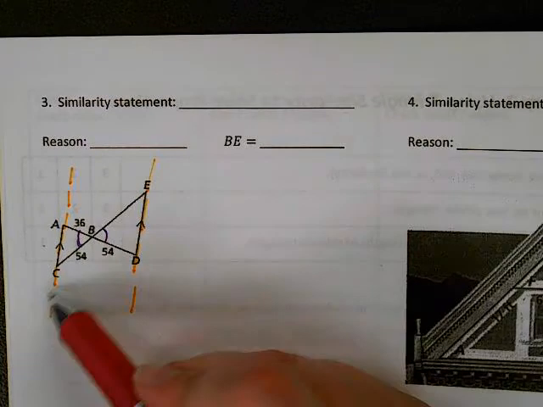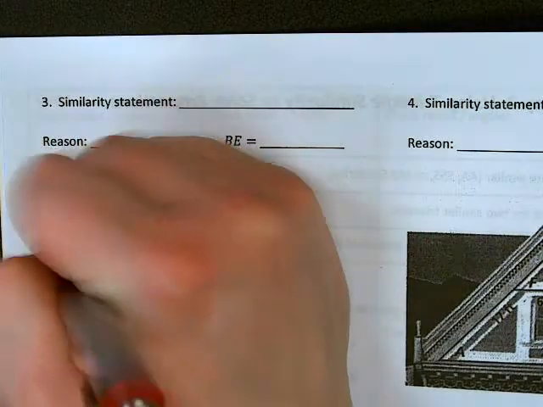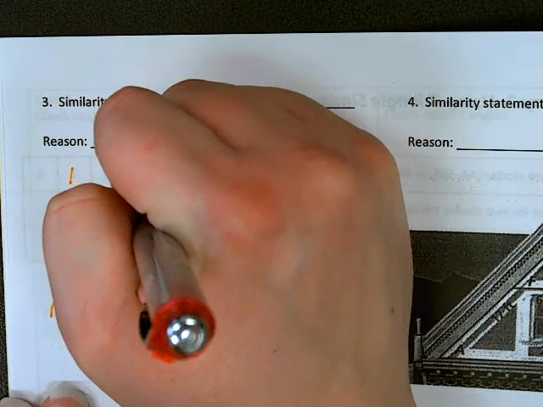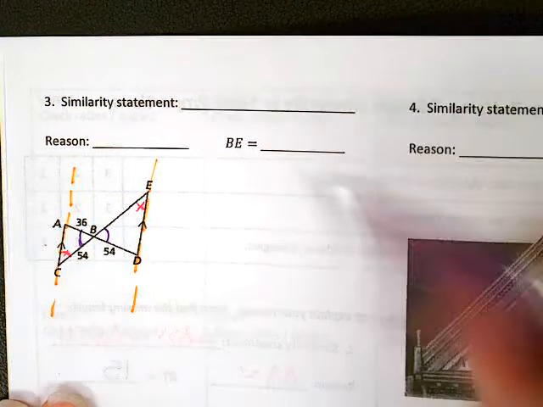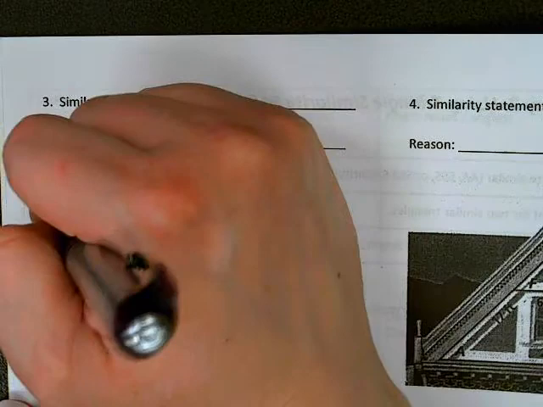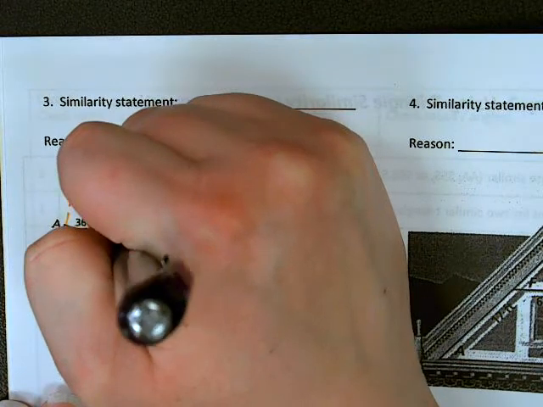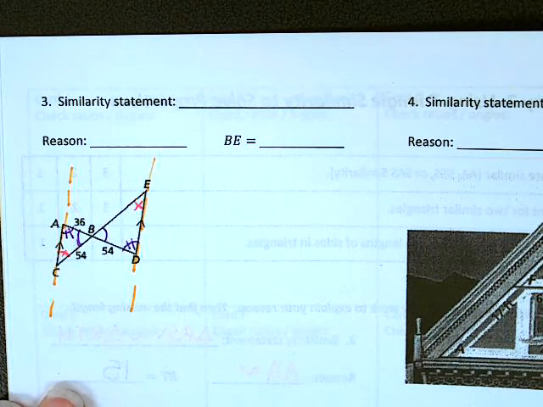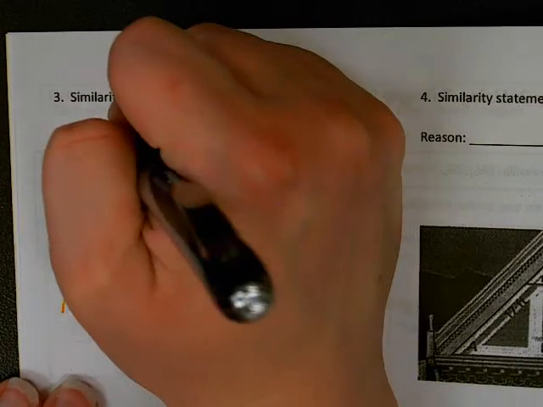It doesn't matter. If we pick CE as the transversal, it's going to get me angle C and angle E to be congruent. Or if we pick AD as my transversal, it's going to get angle A and angle D to be congruent. Doesn't really matter. Whichever one you happen to see first is fine. Either way, we get angle-angle similarity.